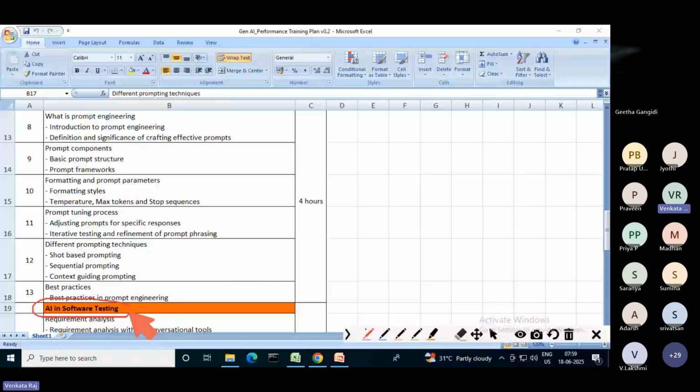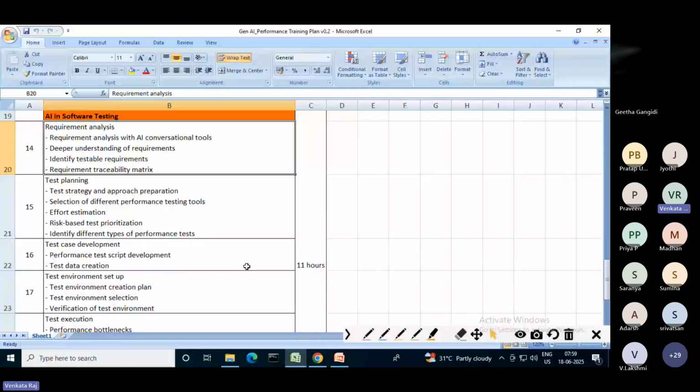So then, guys, come the different phases of performance testing. First, we are going to see the requirement analysis phase, where we will see how to do the analysis of our requirements.